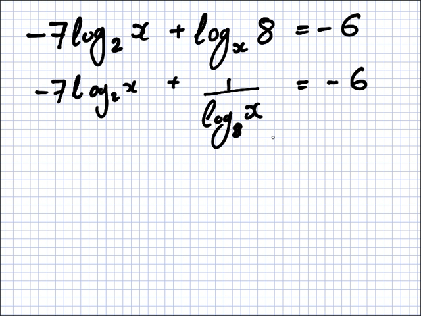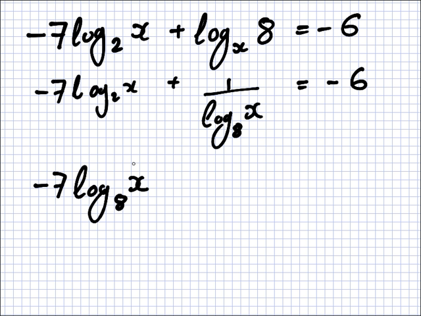Now, the second problem is this is base 2 and this is base 8. And it's kind of better if they're both the same base. So, we could change the 2 to an 8. We could do that. That's not such a big deal. So we need another formula for changing the base. So this guy becomes minus 7 log 8x.